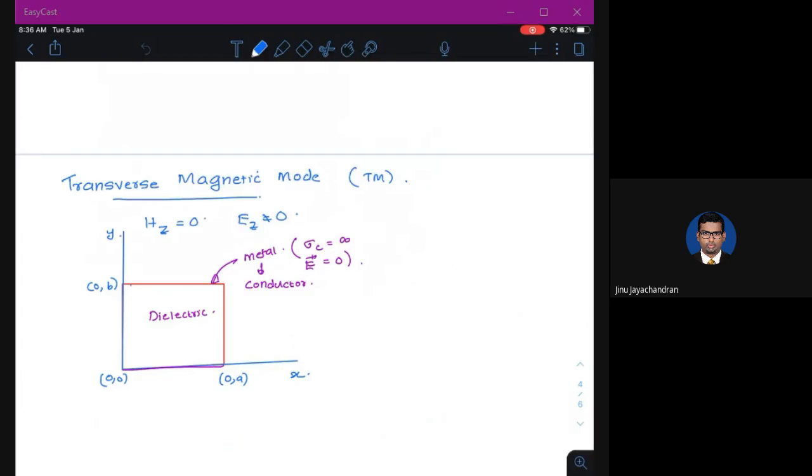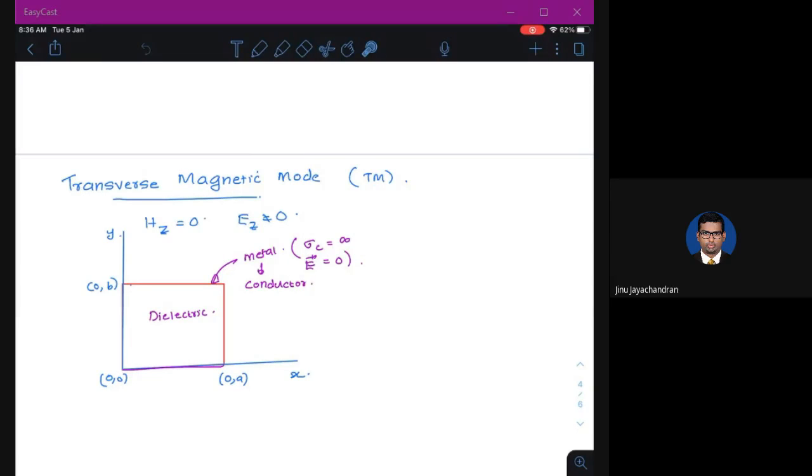Okay, so in TM mode, transverse magnetic means the magnetic component will always be perpendicular to the direction of propagation. So our magnetic component is HZ, the direction of propagation is Z. So the component of magnetic field along the direction of propagation will be 0. But for transverse magnetic mode, there will be a component along the direction of propagation, which is the electric field. So the electric field component will be there along the direction of propagation, but the magnetic field component will be 0.